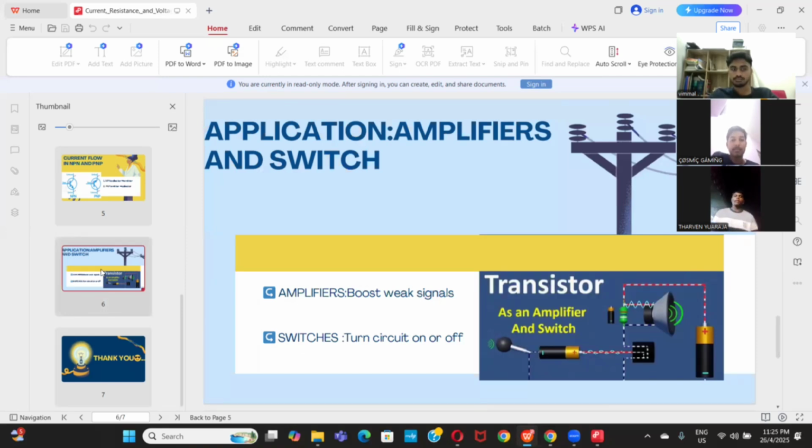On this slide, we are going to see the applications: amplifier and switch. Amplifiers boost weak signals, whereas switches turn a circuit on and off. Transistors are widely used in amplifiers to strengthen weak signals and as switches to control a high-power circuit with a small input current.